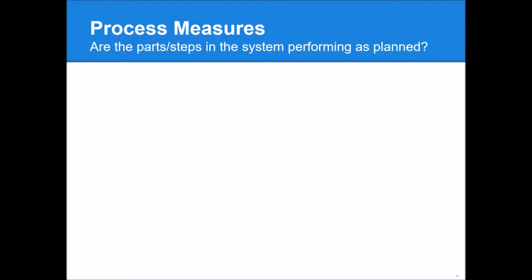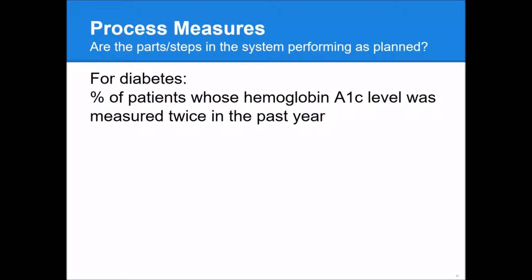In contrast to your outcome measures, which measure the final result of the changes you're trying to make, process measures measure whether or not the steps or parts in the system or process that you're working on are performing as planned. For instance, in your diabetes project, your process measure might be the percentage of patients who are actually having a hemoglobin A1C level checked, say, twice in the last year.